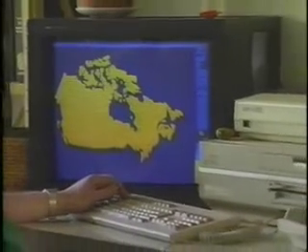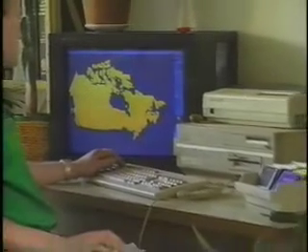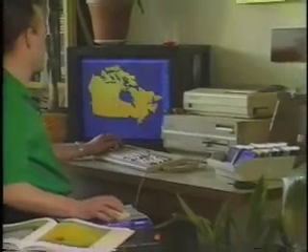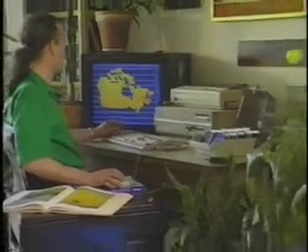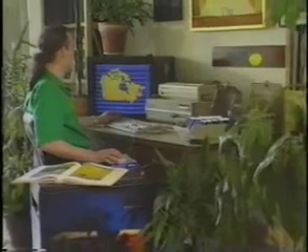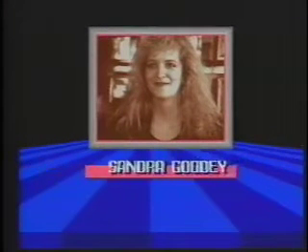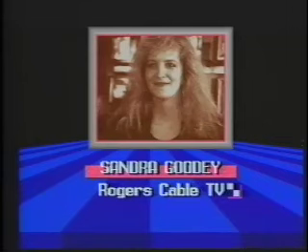I see the machine becoming, I would say, just every bit as sophisticated as the broadcast equipment that I used to work on, at literally a tenth of the cost. At Rogers Cable TV in Vancouver, the business of television is conducted on Amiga computers. The programs are incredibly easy to learn.